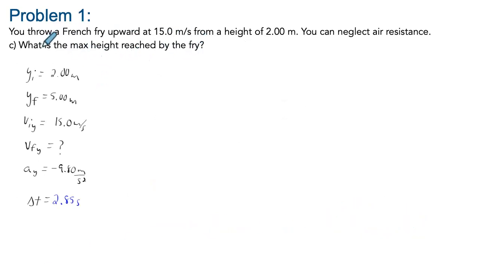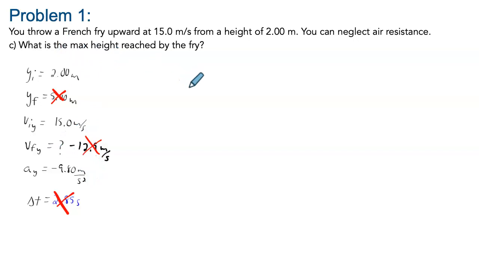Part C now, what is the max height reached by the fry? So you have to be careful. There's often a tendency to restart from the information that we already have. But that information is no longer valid. So for instance, the delta t is no longer equal to 2.585 seconds. And the final height is no longer equal to 5 meters either. And if we looked also at the V final, we just found a couple of seconds ago that it was minus 12.9 meters per second. Well, this is also no longer applicable. So you have to be careful. Things will change a little bit. What stays the same are the initial condition and the acceleration.